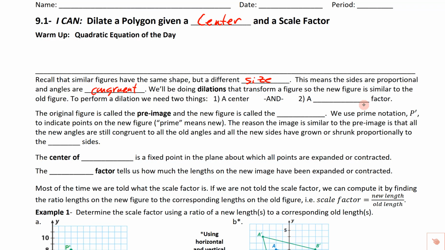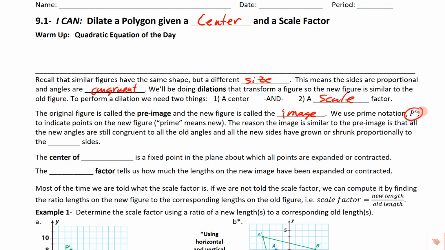And in order to perform these dilations, we need two things. First thing we need is a center, and we also need, like we mentioned up above, a scale factor. Now, you'll recall from maybe some things that you did before, the original figure is called the pre-image. That's the figure that we work with before we make the new one. And the new one is called the image. So make sure you don't confuse those. Pre-image is what we get before we do the transformation. Image is what we get after.